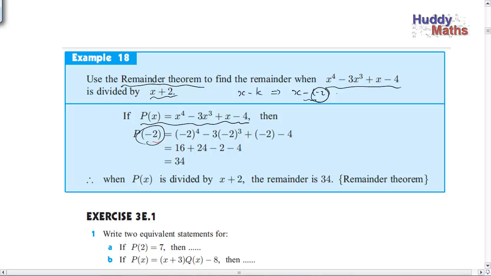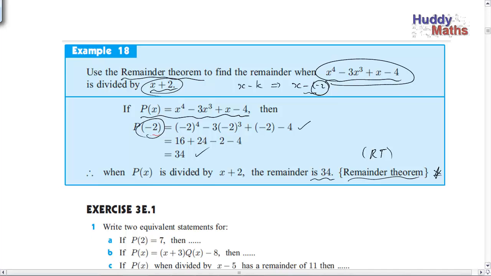Watch that. We proved it for a factor of x take k. If it's x plus something, it's a negative value in there. So we're going to stick neg 2 into the polynomial and we get 34. So the remainder is 34 by the remainder theorem, and you could just put remainder theorem RT, but we should refer to it here as the reason for our statement. Pretty powerful stuff. In other words, if we tried to divide this by x plus 2, it would have a remainder hanging off the end of 34. All right, your turn to have a look.